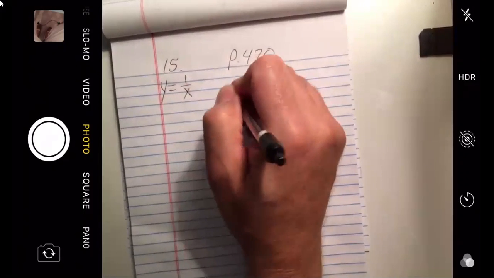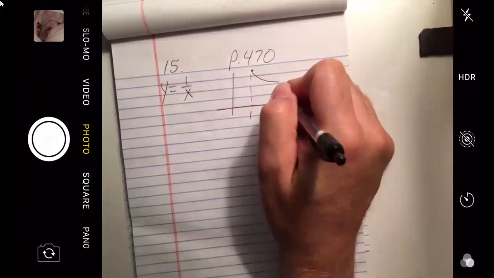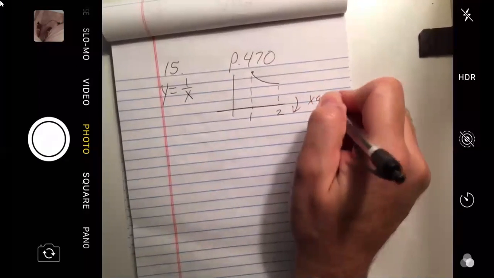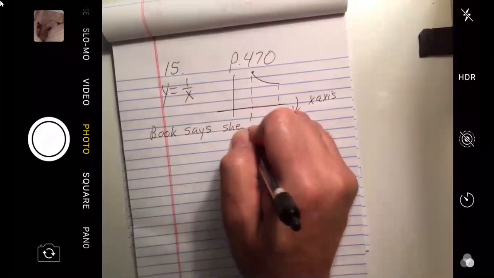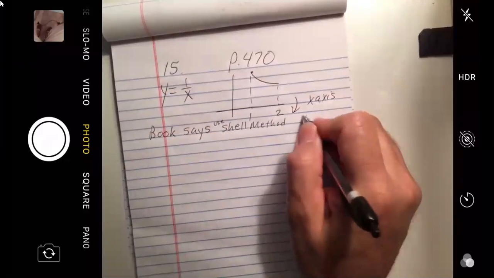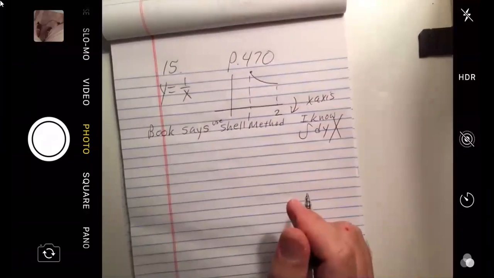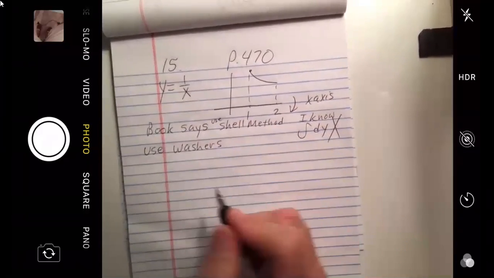So you go to 15, still page 470. It's taking y equals 1 over x. They give you the graph of it, kind of a dying curve, starting at 1 and going to 2, and going around the x-axis. All right, the book says shell method, but I know I'm going to have an integral dy if I do that. I don't want that. So I am going to use washers. Really discs because it's solid, but I always call it washers.